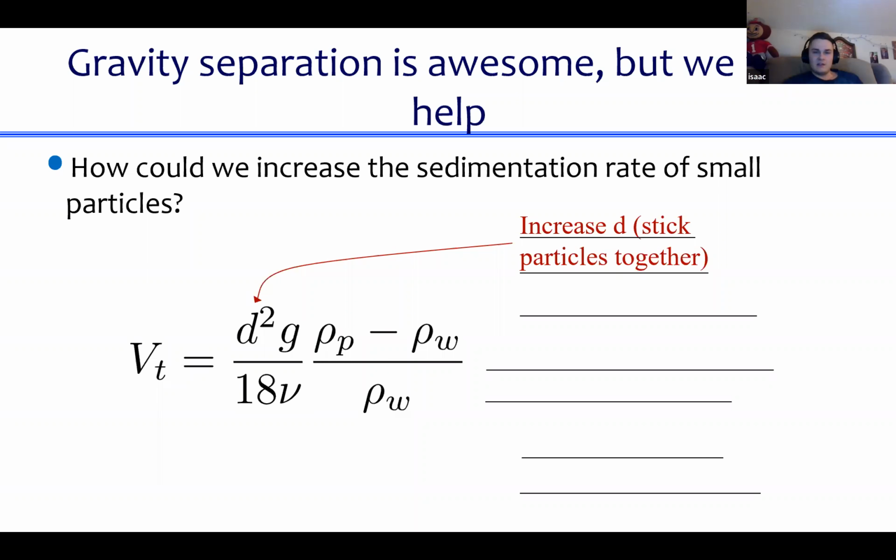Similar to a bigger D value, could you make a bigger G value? How would you do it? That's a great question. I mean, just think outside the box. Think of ways you could do it.